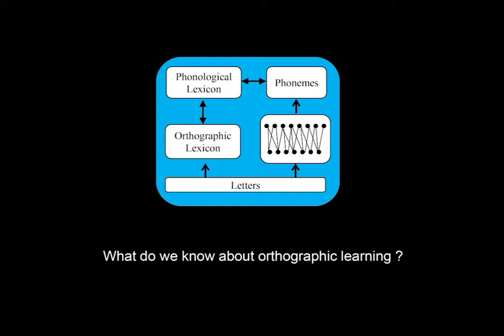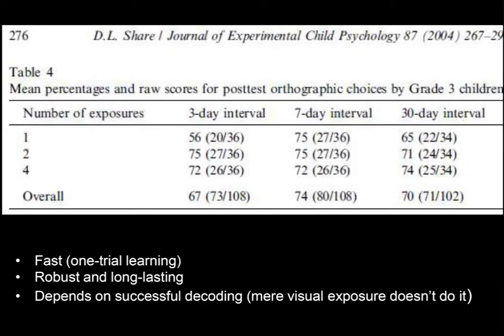What do we know about orthographic development? That's one of the challenges, because it is an area that is not well understood, and that's something we need to understand better. In Share's theory, it's easy, but it's a bit underspecified in our model as well. It simply says, when you find a word in the phonological lexicon, you set up an orthographic representation. And Share has shown that that seems to be extremely fast, robust, and long-lasting, provided that you go through the phonological decoding process.